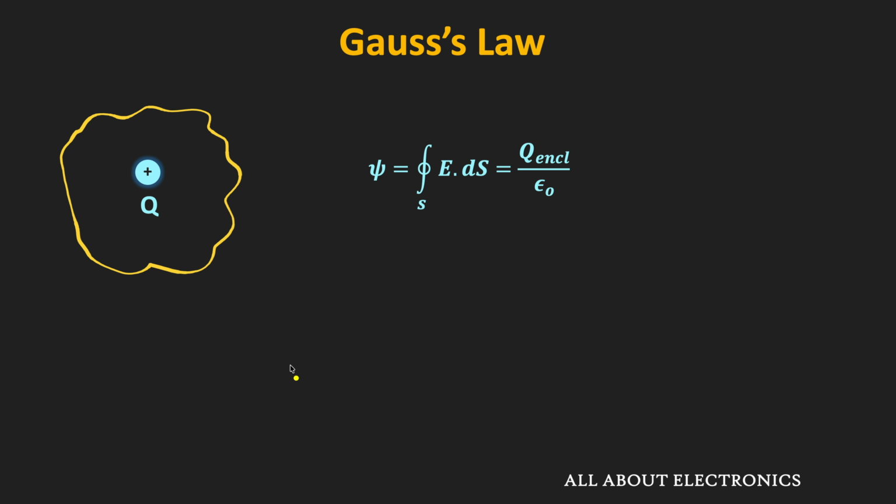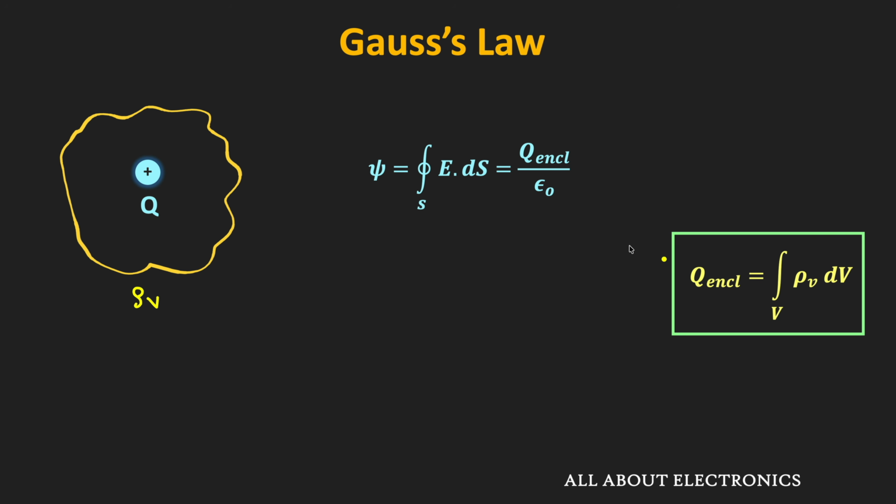Now for a moment, let's say, instead of having the discrete charge Q, this charge is distributed over the entire volume. So in this case, we will have the continuous charge distribution. And in that case, let's say the volume charge density is equal to rho v. So now, if we integrate this volume charge density over the entire volume, then we will get the same charge Q enclosed. So in that case, this Q enclosed can be written by the following expression.